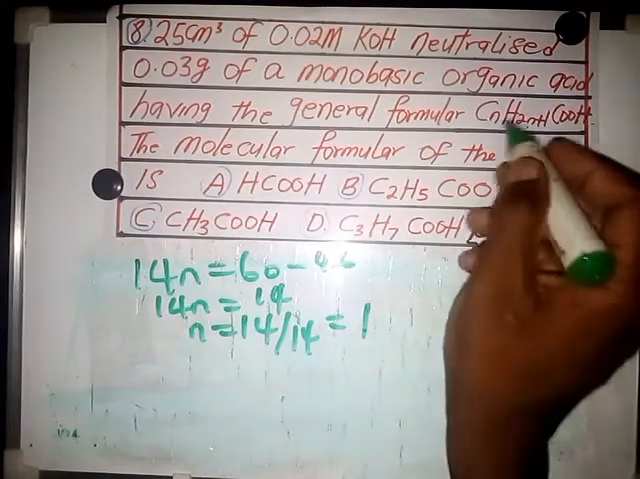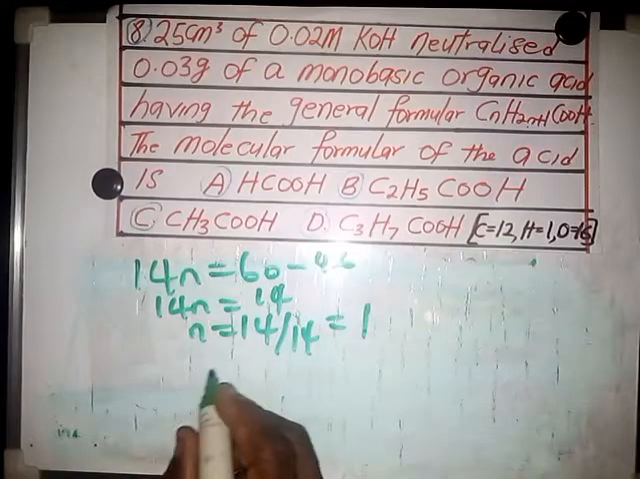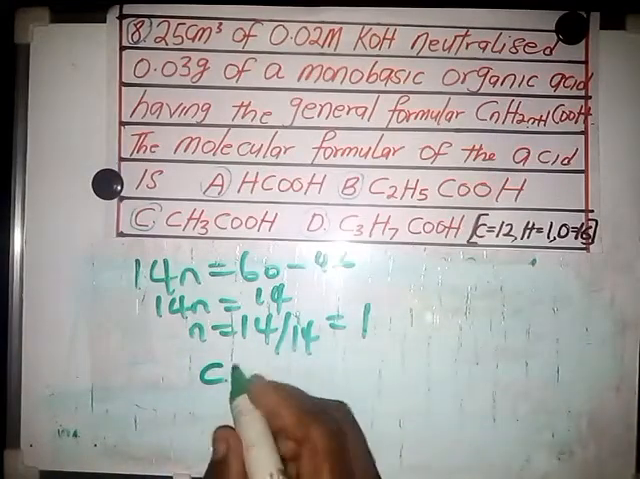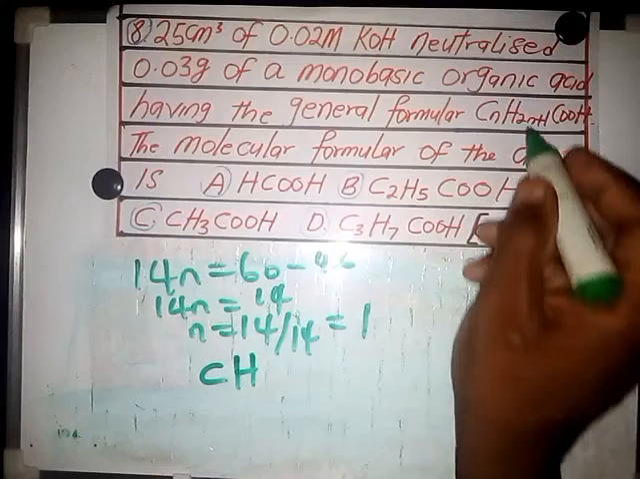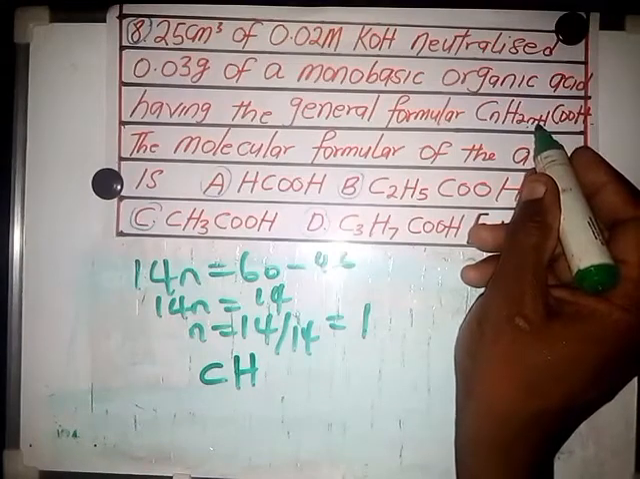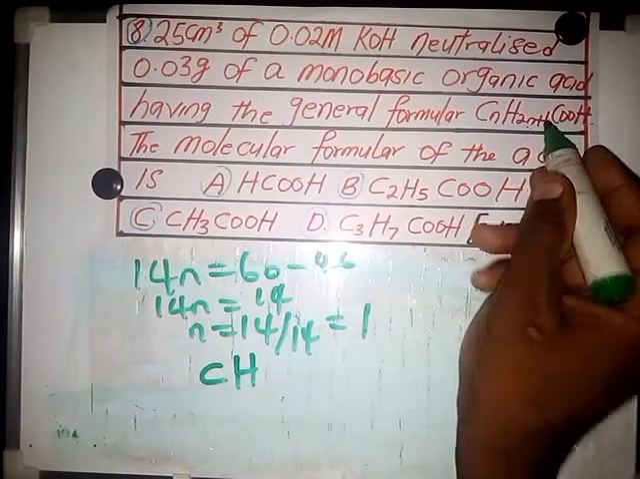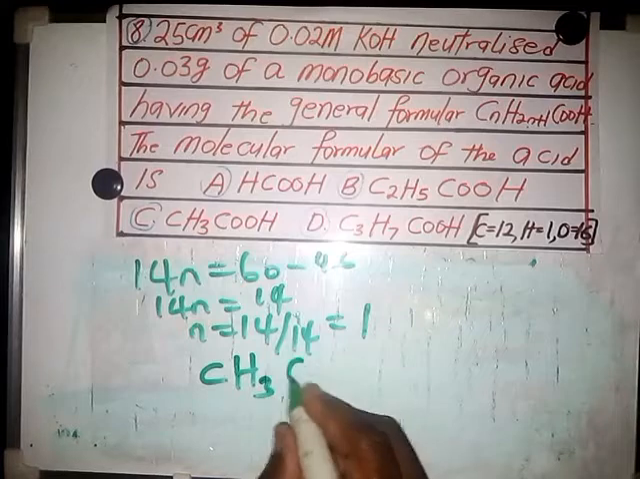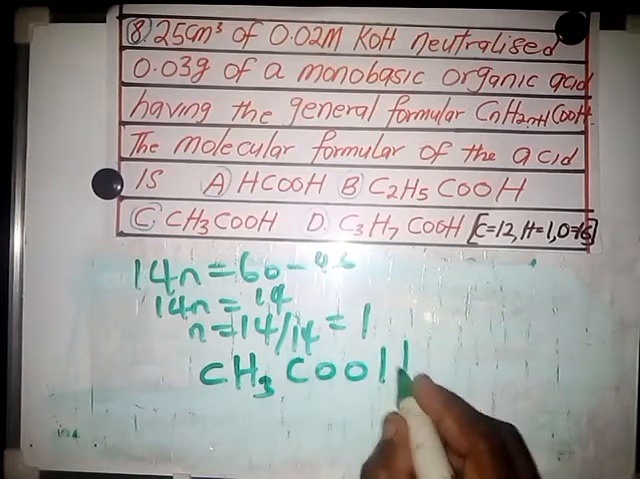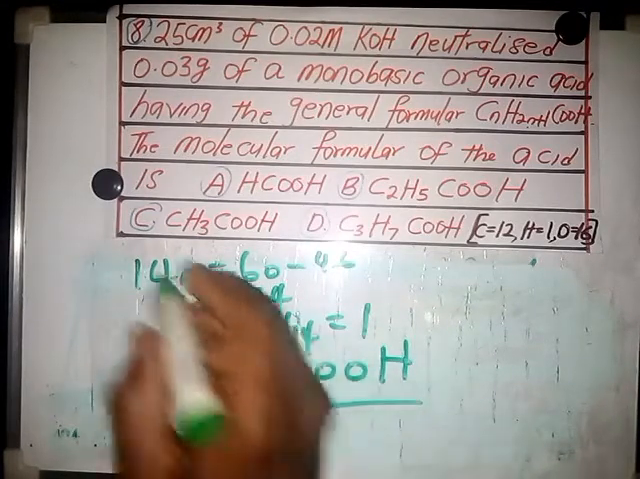So if I put 1 in place of this n, I don't have to put C1, I just put C plus 2 times 1, 2 plus this one, that's 3, H3, COOH. This is the answer.